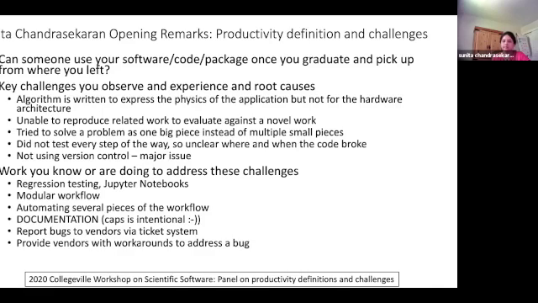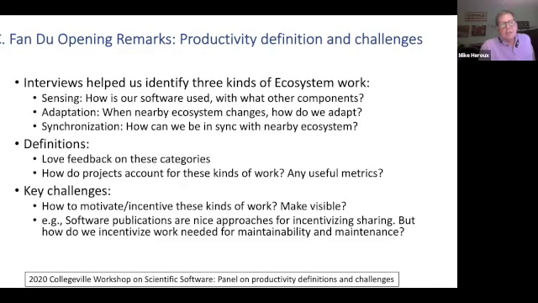Thank you, Mike. Thank you, Sunita. That was a very nice introduction to the academic world. Fandu, and I hope I'm saying your name as you tend to say it.